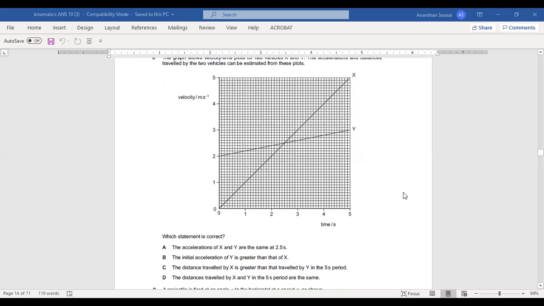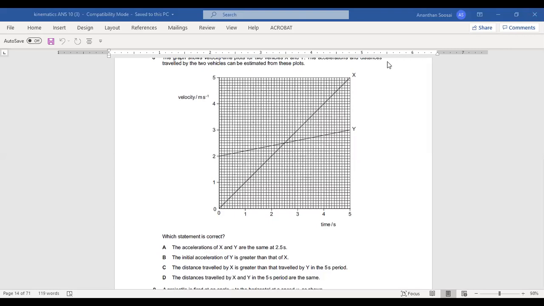Do the area under the graph. If they meet at 5 seconds, the distance traveled must be the same, right? The area under the graph of X is the distance traveled. Is it the same as the area under the graph of Y at 5 seconds? If it's the same, then D is correct. Two of you said C. I think you should go check the area.